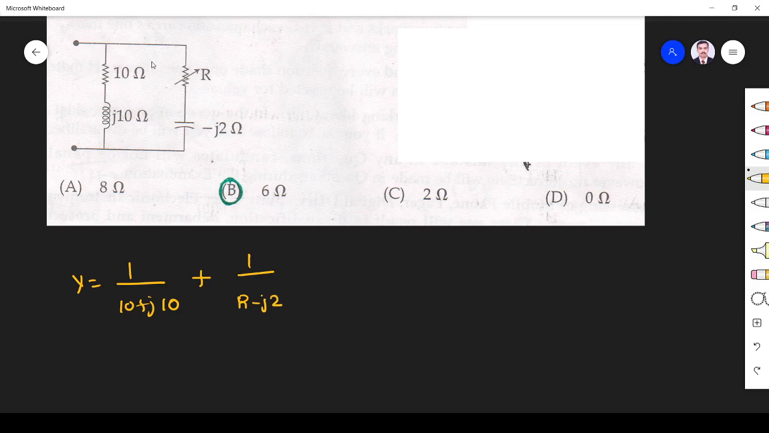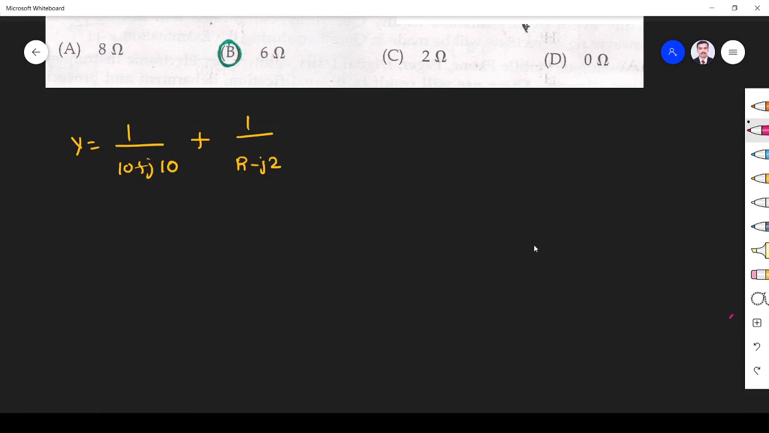Here the admittance is 1 by 10 plus j10. Here the admittance is 1 by R minus j2. So what is the magnitude of the admittance? The magnitude of the admittance is given by mod Y equal to 1 by the square root of 10 squared plus 10 squared, plus 1 by the square root of R squared plus 4. So this is the magnitude of the admittance.